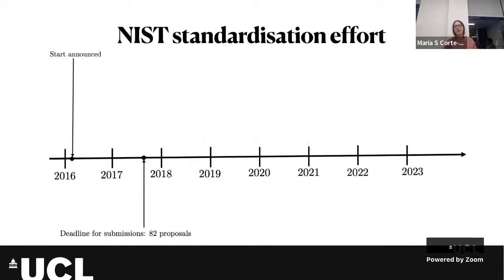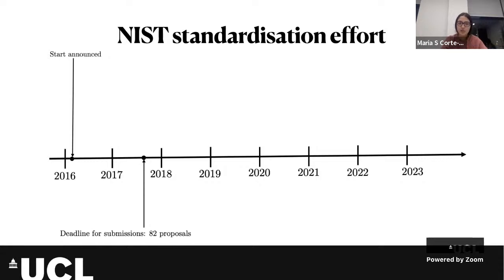So, I touched on it before, but NIST is a US standards agency that has started this effort to standardize post-quantum cryptography. They announced this effort in 2016. And they want to standardize a post-quantum secure key exchange, which would ensure the confidentiality aspect of cryptography. And they also want to standardize a signature scheme.